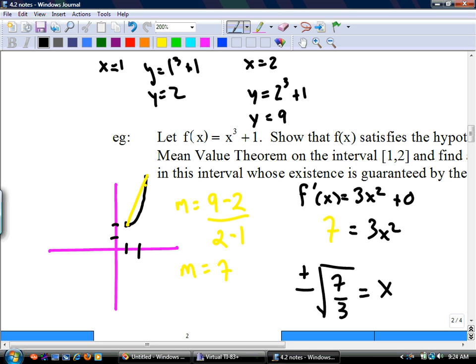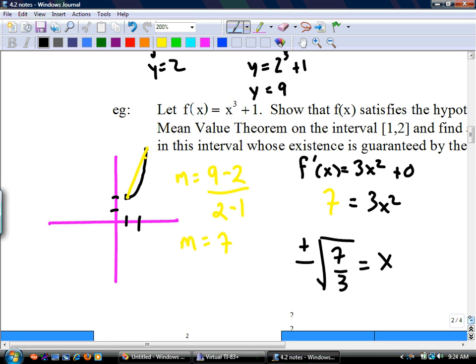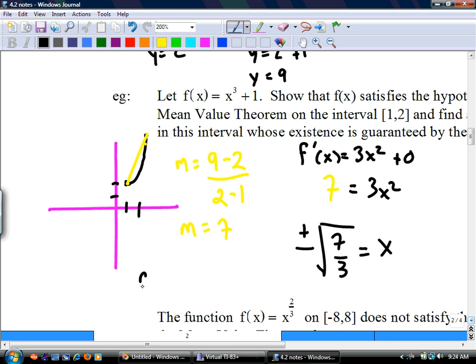So C equals the positive root of 7 over 3, which is about 1.5. And actually, if you take that yellow line, you slide along that black curve at about 1.5, the lines will be parallel. Okay.